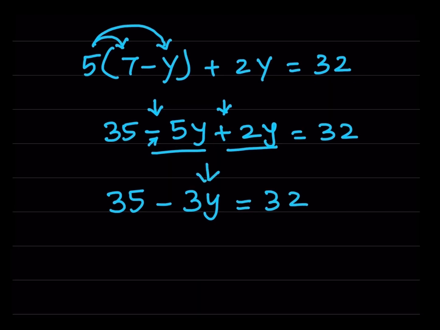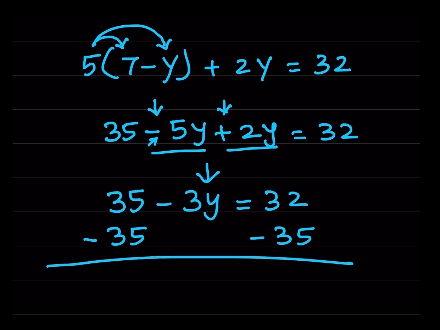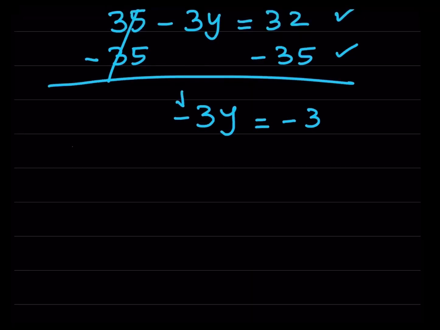I want only the variable on the left hand side, so I'm going to remove 35 by subtracting 35 on both sides of the equation. So this cancels out. So minus 3y is equal to 32 minus 35. Since 35 is a big number, I'm going to put the negative sign, and we have to subtract 35 minus 32 is 3. Since there is a negative sign on both sides of the equation, I'm going to multiply by negative 1 so that these two cancel out.